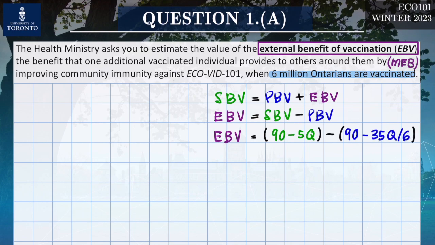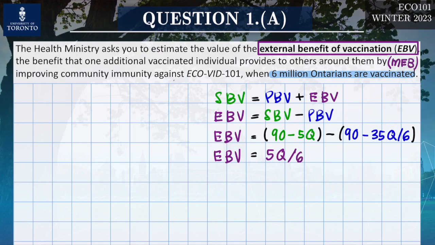divided by 6. So for this particular situation, we know that we are not going to get simply a number for the external benefit of vaccination, which is the marginal external benefit. This time we are going to get a function for the external benefit of vaccination, and it is going to depend on Q, the number of people who are vaccinated. So just simplify this term, 90 minus 90 gets eliminated, then minus 5Q plus 35Q over 6. And we get that the external benefit of vaccination is equal to 5 times the number of people who received vaccine doses divided by 6.